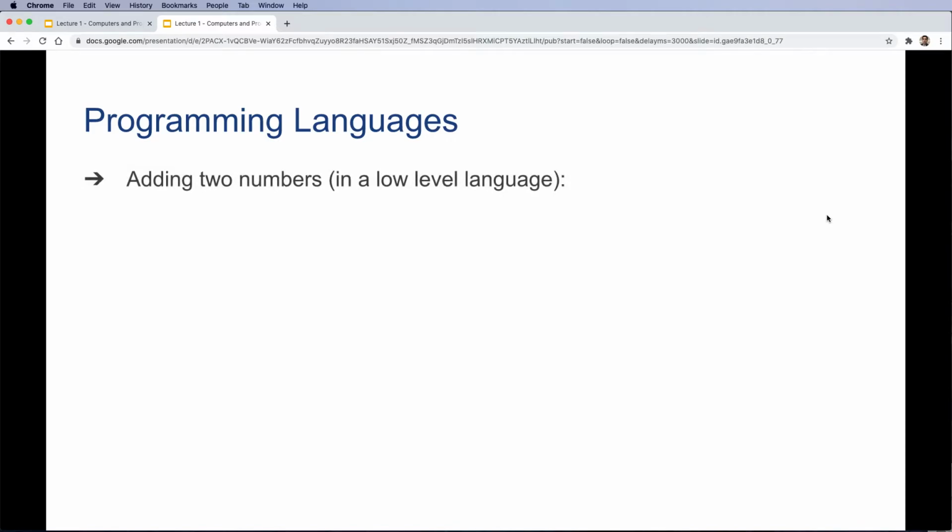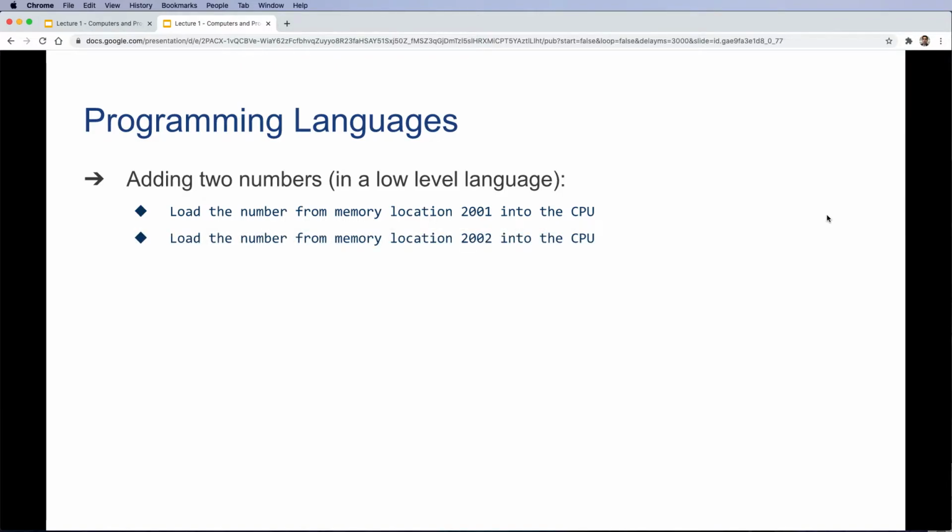So here's an example of adding two numbers in a low-level language. First, load the number from memory location 2001 into the CPU. Then load the number from memory location 2002 into the CPU, and then add the two numbers in the CPU. Then store the result into location 2003.